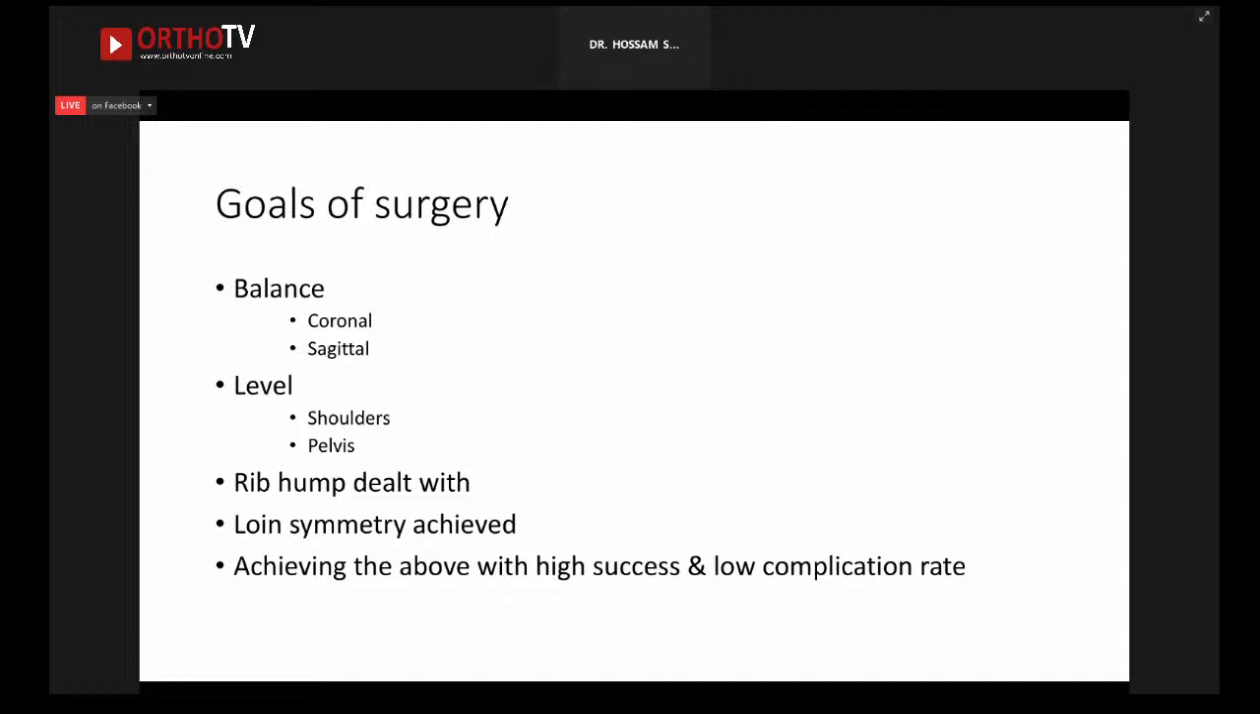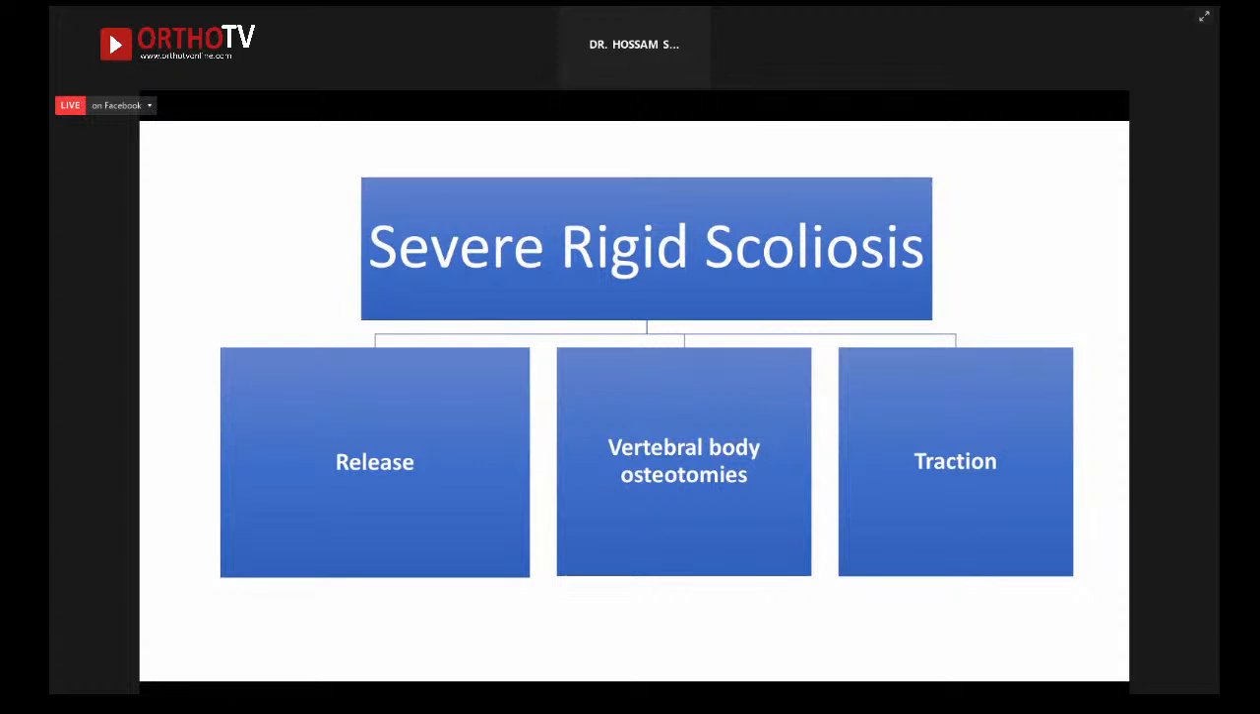When I look at severe rigid scoliosis, I always look at three possible areas of loosening the deformity to get the correction. So we either look at a release of some sort, or a vertebral body osteotomy, or the use of traction, and indeed using these in different combinations. I will go through these different techniques with some examples.